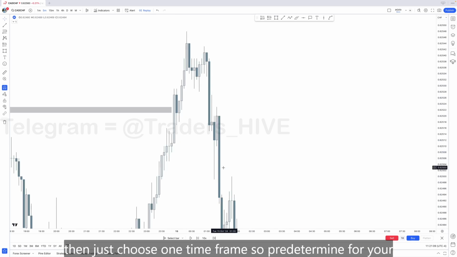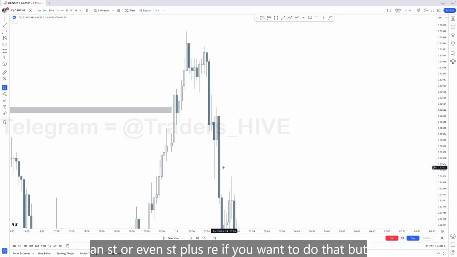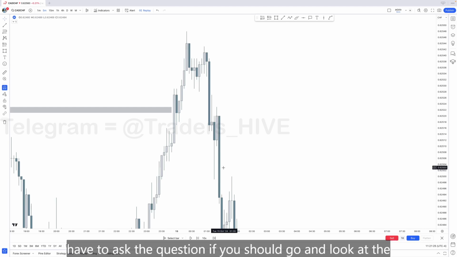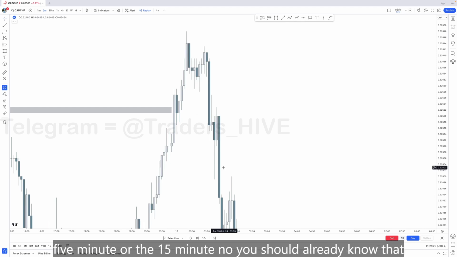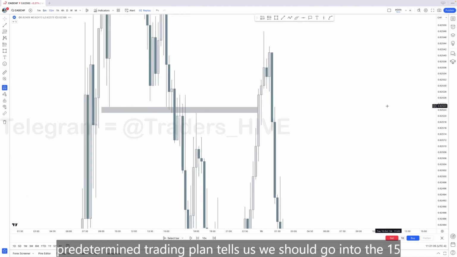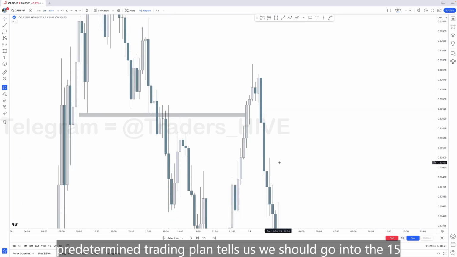So predetermine for your trading plan whether you're going from the 4-hour to the 5-minute for 5-minute ST plus re or 15-minute for an ST or even ST plus re if you want to do that. But predetermine those time frames. So please, you should never have to ask the question if you should go and look at the 5 minute or the 50 minute. No, you should already know that from your trading plan. Very important. So let's say our predetermined trading plan tells us we should go into the 50 minute.